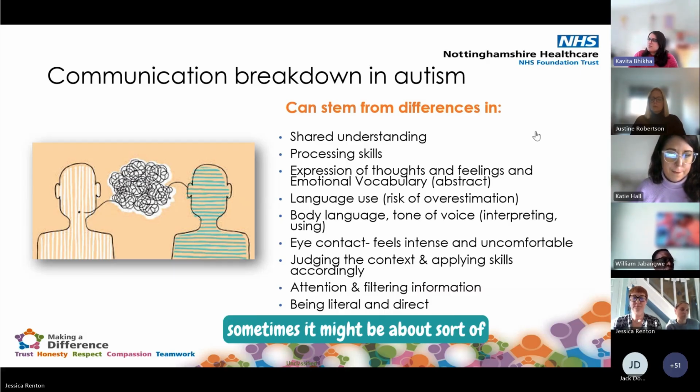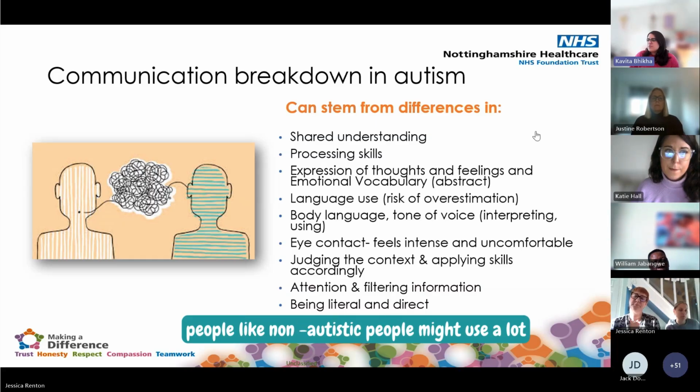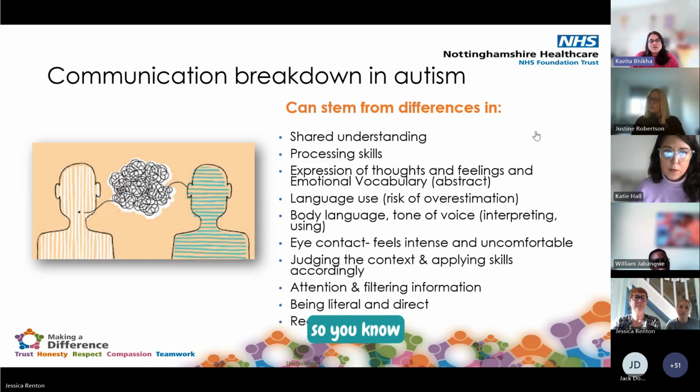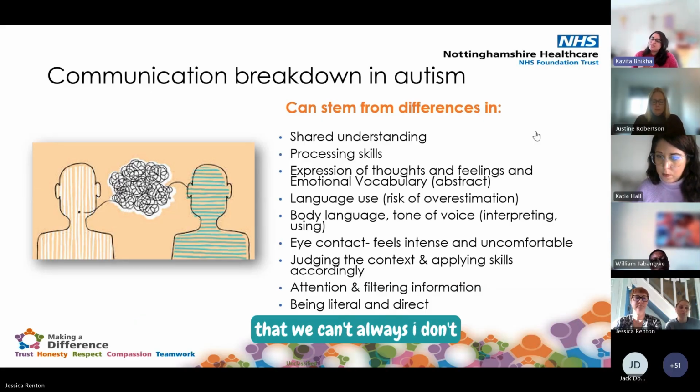And sometimes it might be about understanding literal or non-literal information. There are also lots of social norms and unwritten ways of conducting yourselves in social situations, and that is a lot to navigate. A lot of people, like non-autistic people, might use a lot of small talk or fluffy words to cushion certain topics to make them more palatable or to build rapport with people. But equally, that might add an extra layer of processing. So if someone says something in a more direct way, that's seen as not appropriate, but actually they're just saying it how it is, and we can't always interpret that as inappropriate, if you know what I mean.